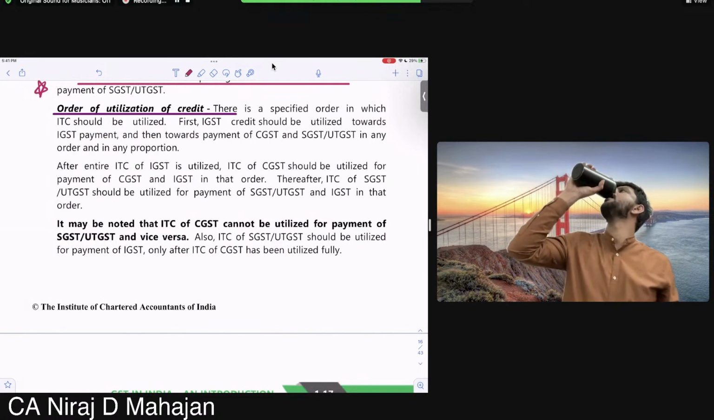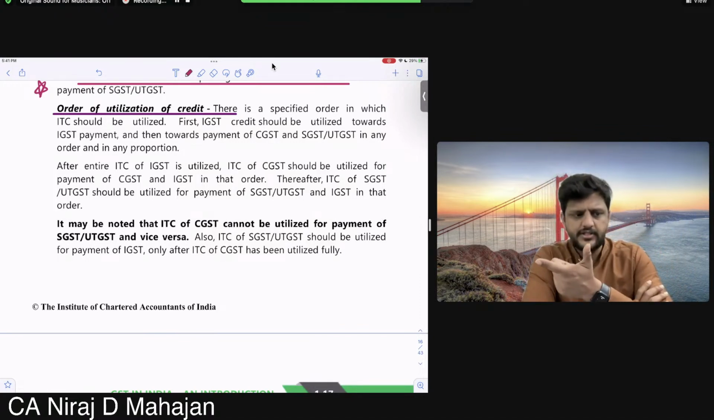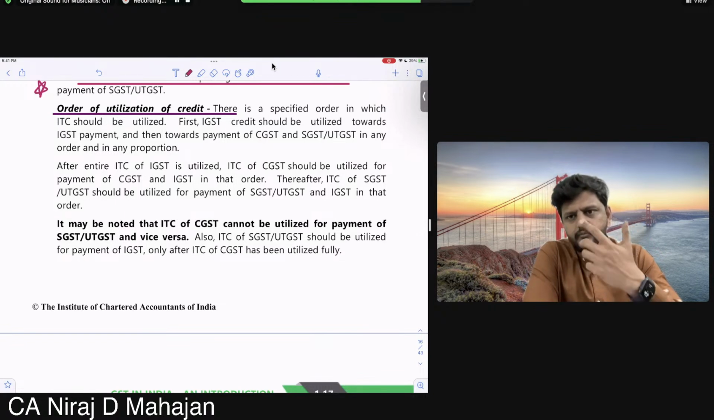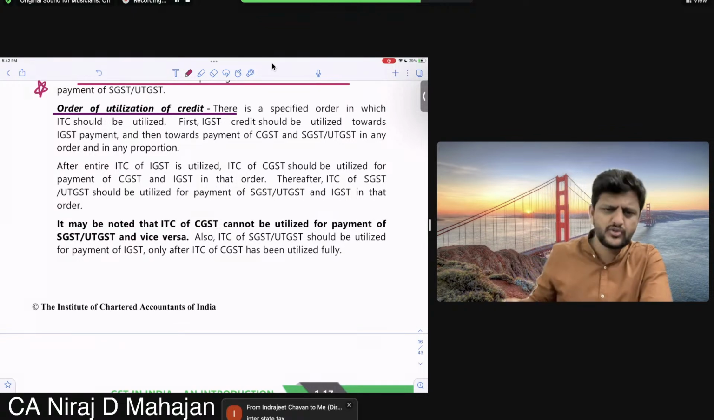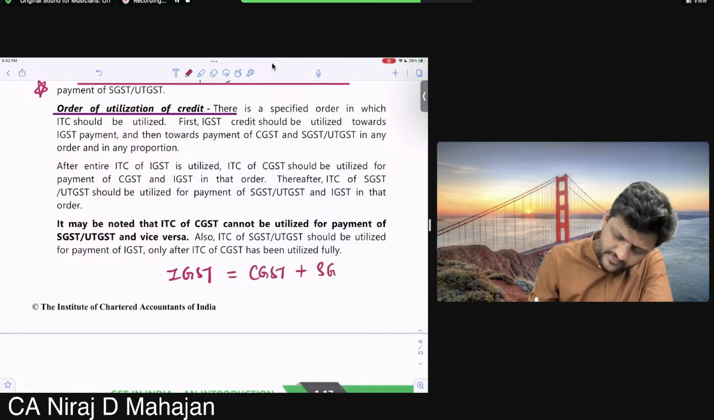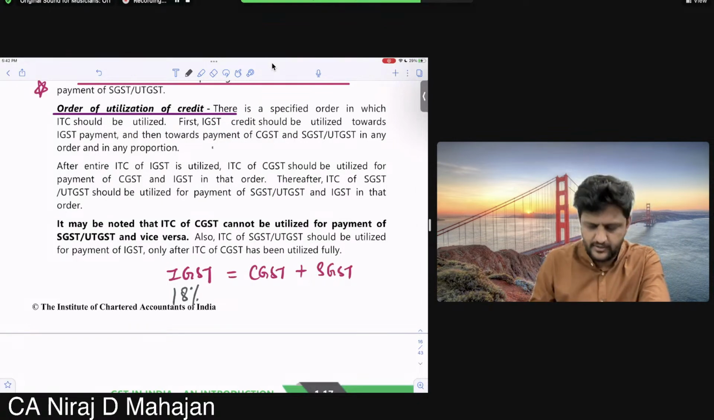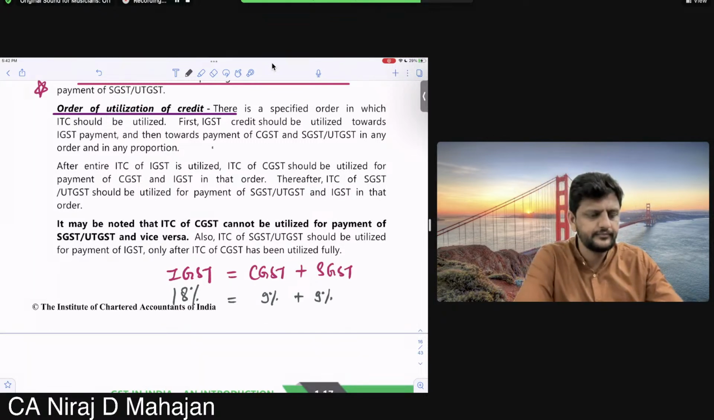Order of utilization. First of all, these 3-4 names are clear to you: CGST, SGST, UTGST and IGST. Is it clear, children? All of you tell me. What is IGST? IGST is the sum of SGST and CGST. The tax is the sum of CGST plus SGST. Means if the tax rate given to us for a transaction is 18%, IGST is directly levied at 18%. But if it is intrastate, the same 18% is broken half and half. Clear till here, all of you? Done or no?